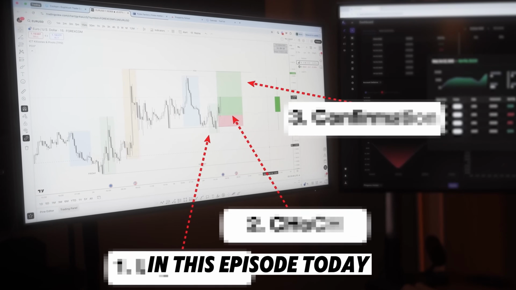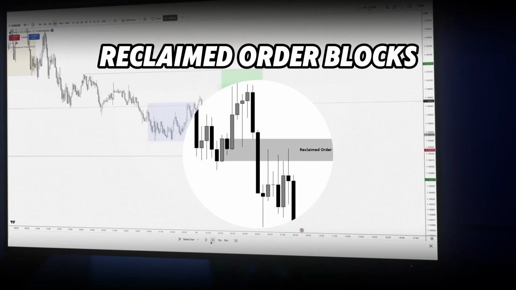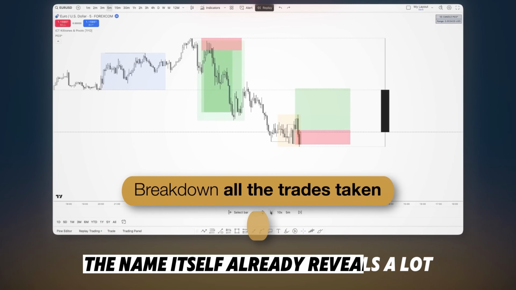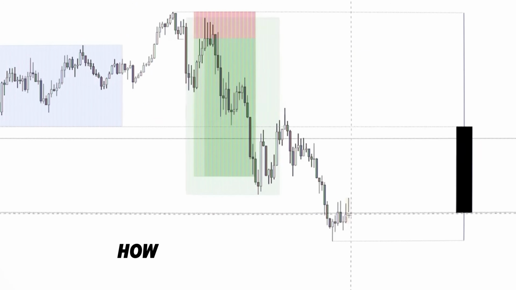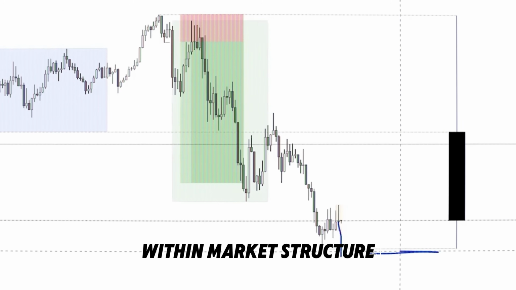In this episode, today we are going to talk about reclaimed order blocks. The name itself already reveals a lot, but we are going to dive a little deeper into how they form on the chart and how traders can identify them within market structure. So let's get straight into it.